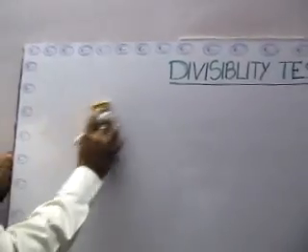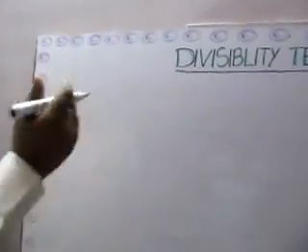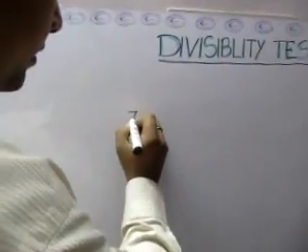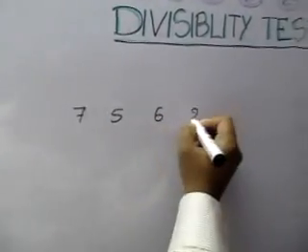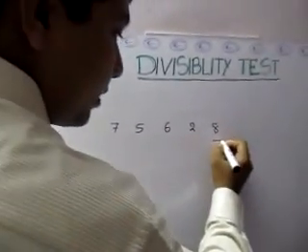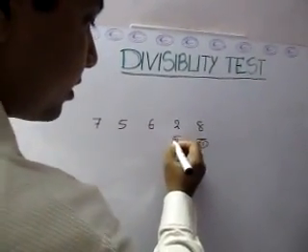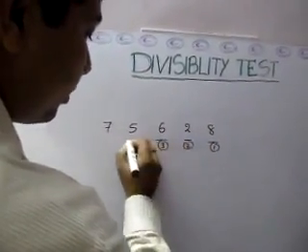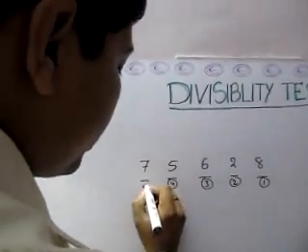Now we'll see the divisibility test of 11. Again, that is a bit critical. Just take a number 7, 5, 6, 2, 8. That is a 5-digit number. Let us name it. This is the first digit, this is the second digit, this is the third digit, this is the fourth digit, and this is the fifth digit.